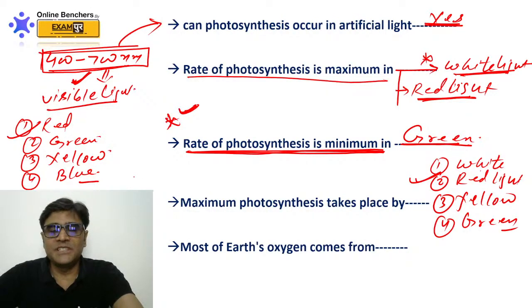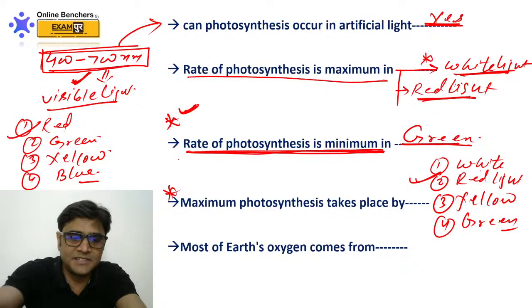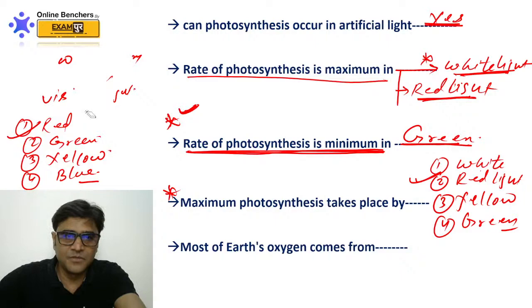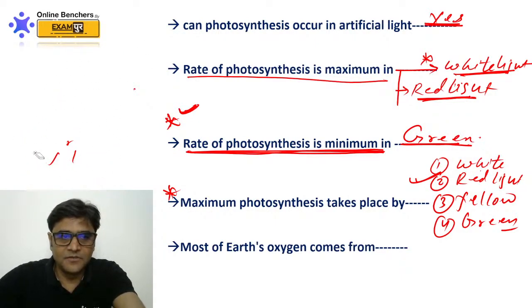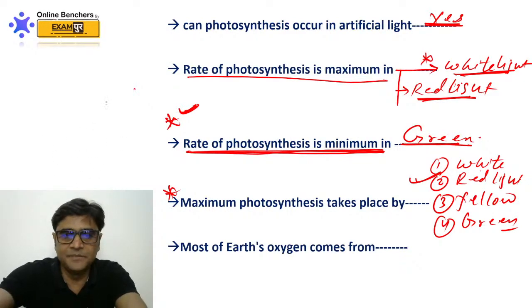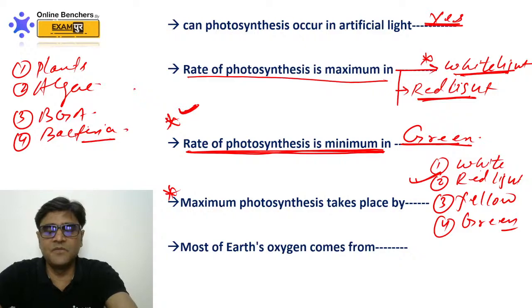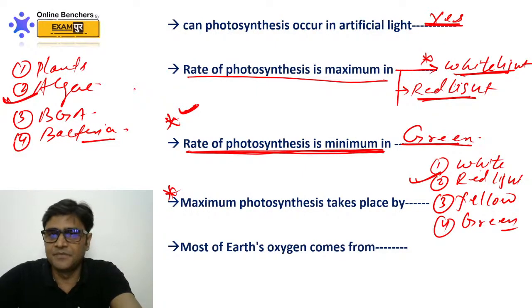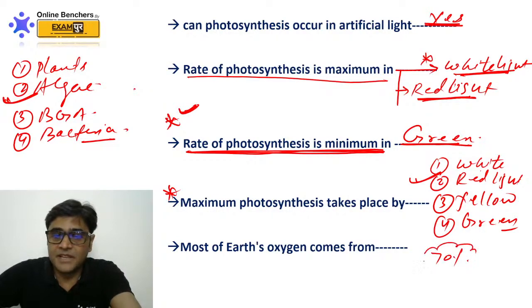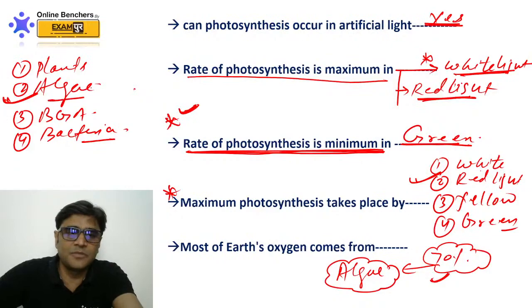Now, next question: maximum photosynthesis takes place by. I'm going to give you some options. Suppose in options we have plants, algae, blue-green algae, and bacteria. Which one will be the right option? Maximum photosynthesis takes place by algae. If algae is not in the options, your answer should be plants. As we know, 70% of the earth is covered by water, and in water we have algae. So maximum photosynthesis takes place by algae.